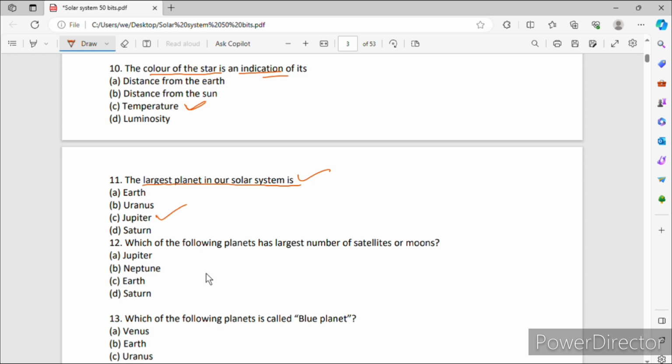So next question, if you see, which of the following planets has the largest number of satellites or moons? So friends, which planet has the largest number of moons?